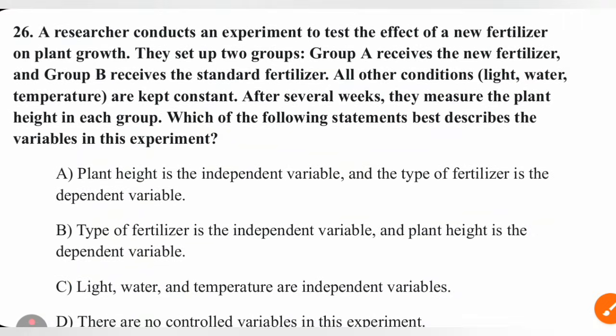26. A researcher conducts an experiment to test the effect of a new fertilizer on plant growth. They set up two groups. Group A receives the new fertilizer and Group B receives the standard fertilizer. All other conditions like light, water, temperature are kept constant. After several weeks, they measure the plant height in each group. Which of the following statements best describes the variables in the experiment?